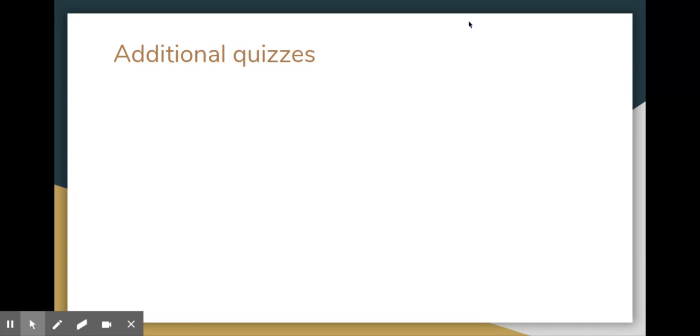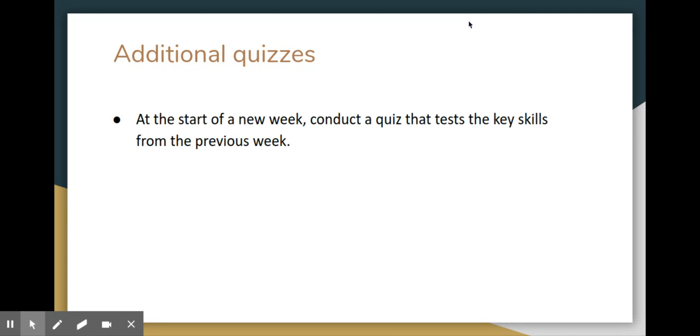So lastly, there are some additional tips for including weekly and monthly reviews. At the start of a new week, conduct a quiz that tests the key skills from the previous week. Make notes of what questions students are struggling with. Reteach these skills during a whole class review session at the end of the unit. And after the review session, conduct a longer quiz that tests that unit.